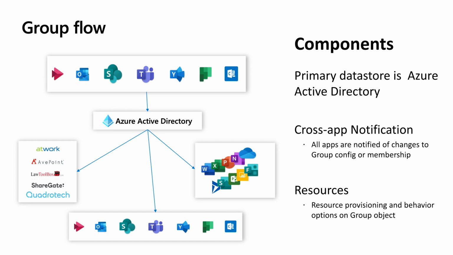Before we go into the flow, there's a couple of key architectural elements that I want to mention. The first one is the data store. We talked about how Azure AD is the primary data store. The second one is the notification framework, which is how all the apps are connected to Azure AD and how they get notified when something changes, like a new group getting created. And the third one is a key element called resource provisioning options. What it basically defines is, for any new group that is being created, you have the option to define what resources you want provisioned for this group. So with these in mind, let's take a look at the create group experience.